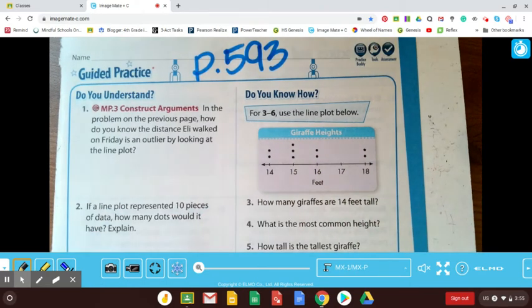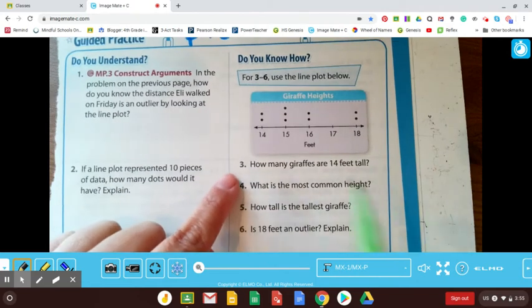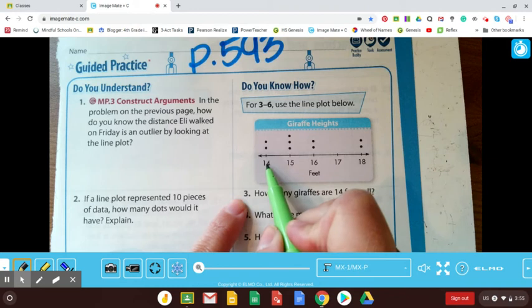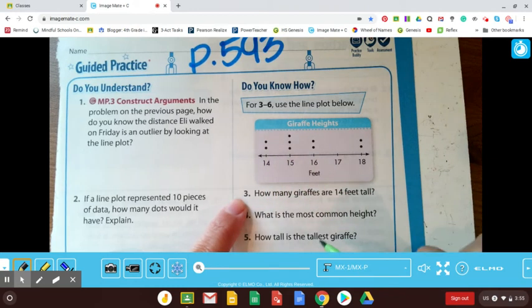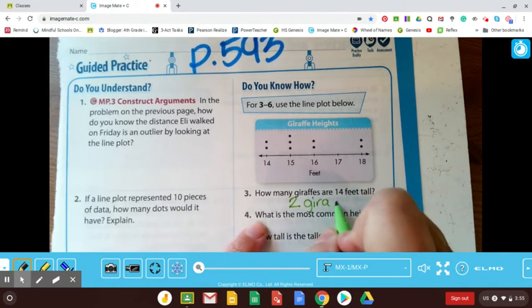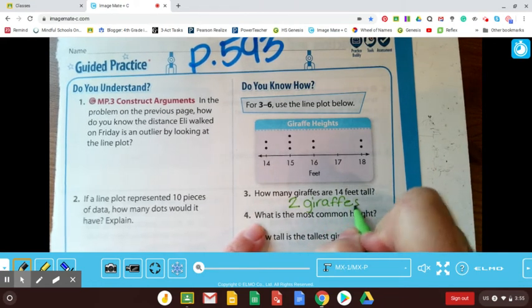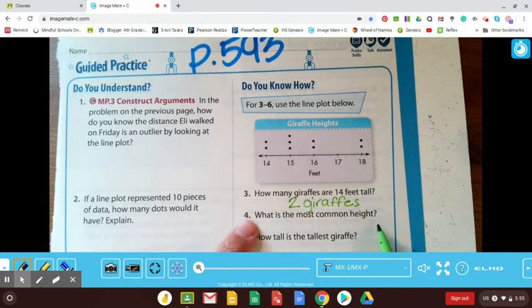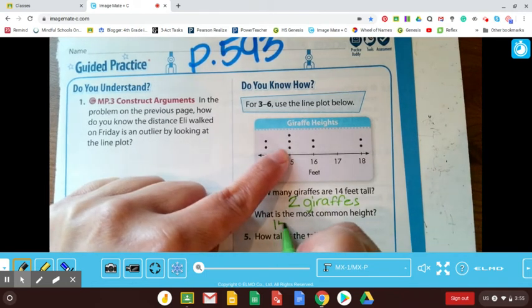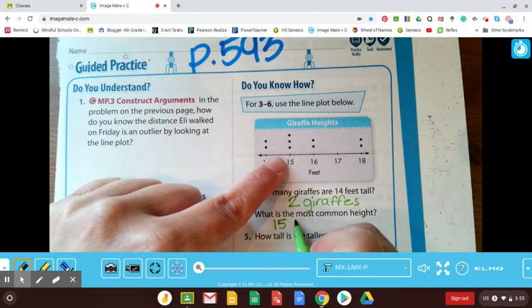Okay. Now let's take a look at the questions. How many giraffes are 14 feet tall? Easy. We look over here at the 14. We see 2 dots. So our answer is 2, right? Or 2 giraffes, really. What is the most common height? Well, let's see. The most common height for the giraffes is 15 feet because there are 3 giraffes that are 15 feet.